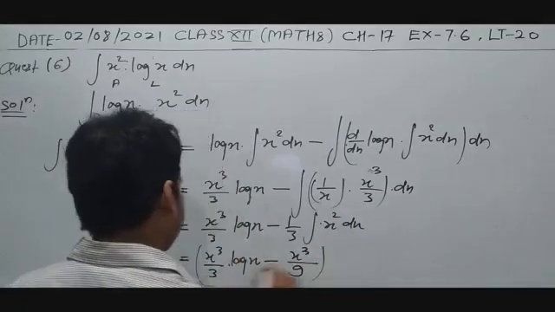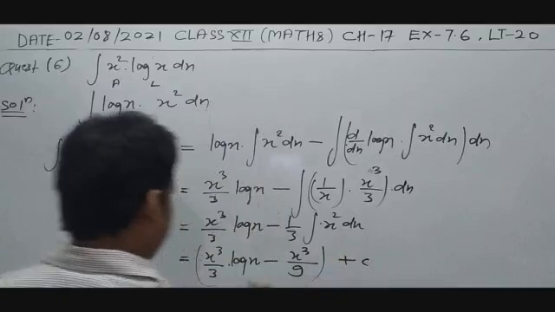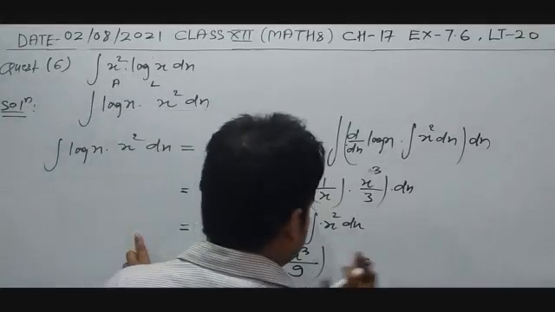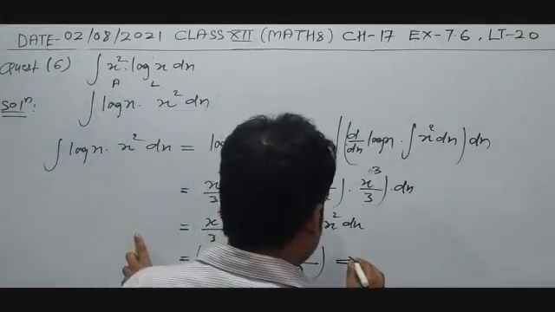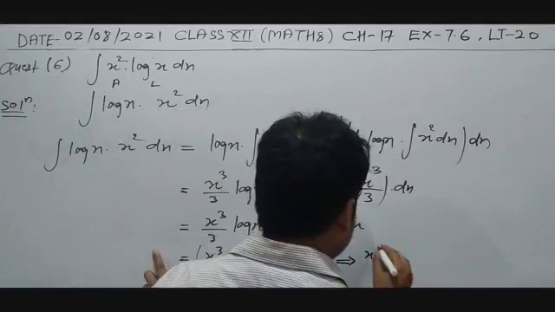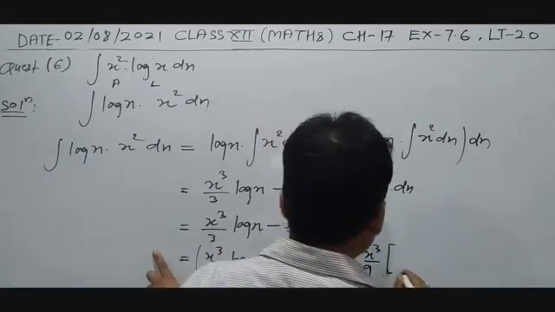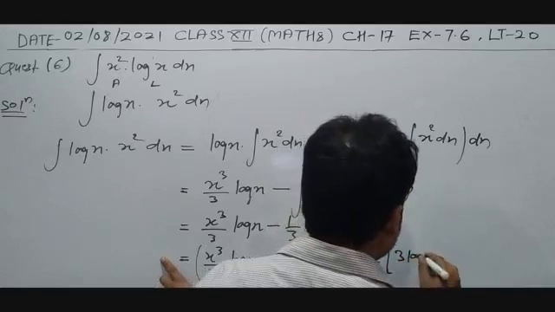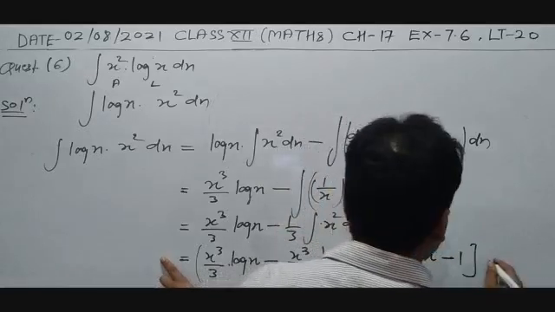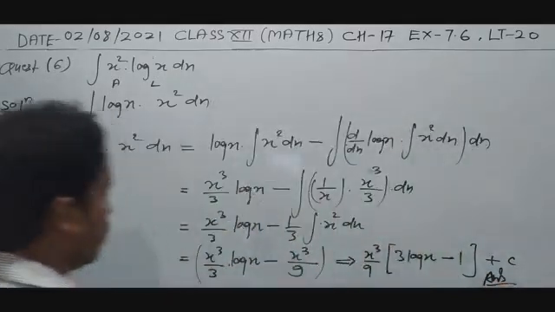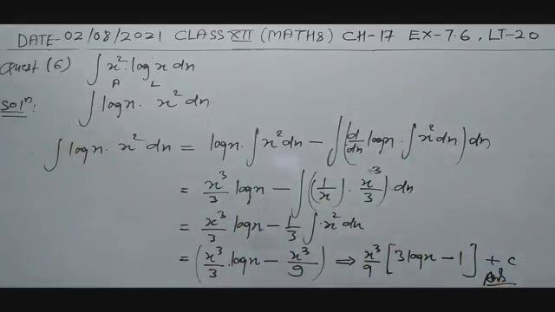So x cube by 3 log of x minus 1 by 3 integration over x square dx, and its result will be again x cube by 3 log of x minus x cube by 3 into 3, again result will be 9. Now plus c, and now you can take common x cube by 9. So result you will get x cube by 9 in square bracket 3 times log of x minus 1, now plus c. Now this is the answer. Question number 6 is completed.